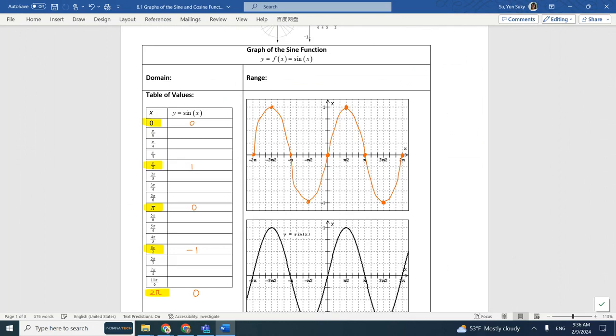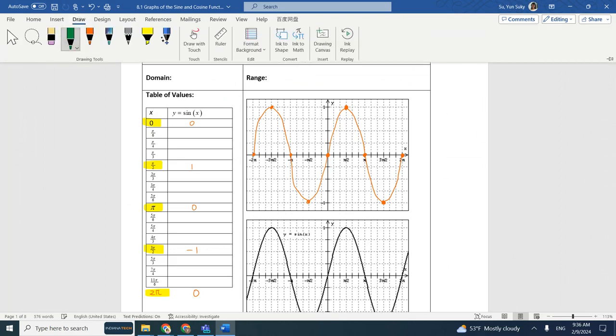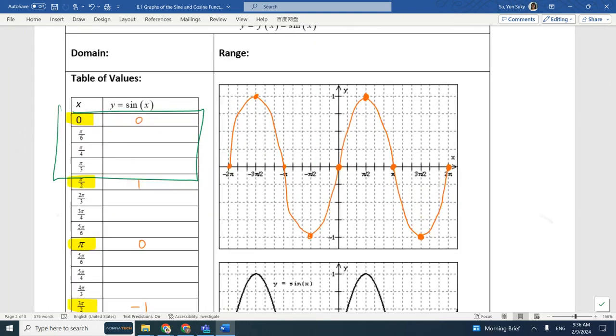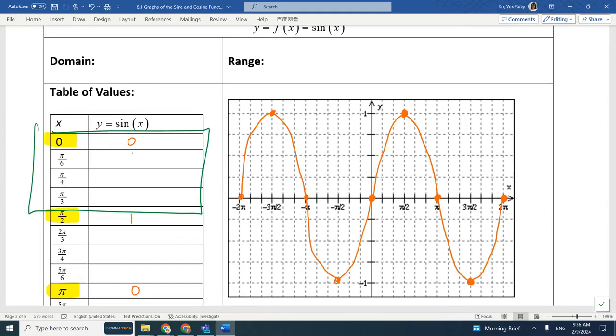Now, if we go deeper, let's just focus on the first quadrant. The first quadrant is right here. What is sine pi over 6? 1/2. Good. What's sine pi over 4? Yes. What is sine pi over 3? Root 3 over 2. Yes.